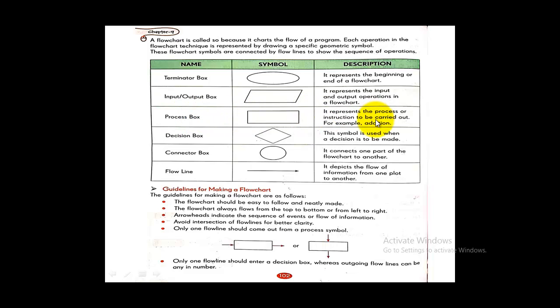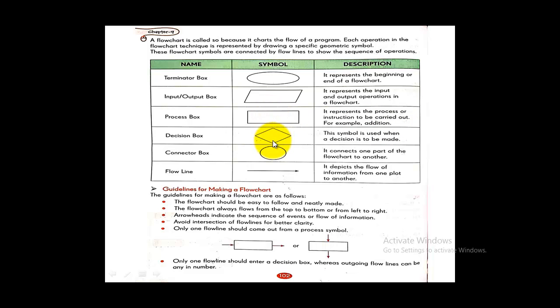It represents, for example, input A, B. Say number 1, 2, number 3. Then the process: A and B are multiplied. Addition, subtraction, division are processes shown in rectangles. It represents the process or the instructions to be carried out, for example addition, subtraction, multiplication.